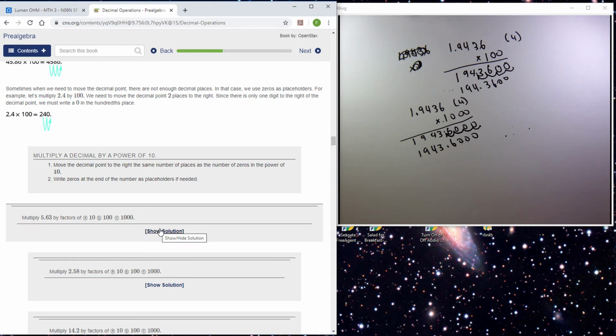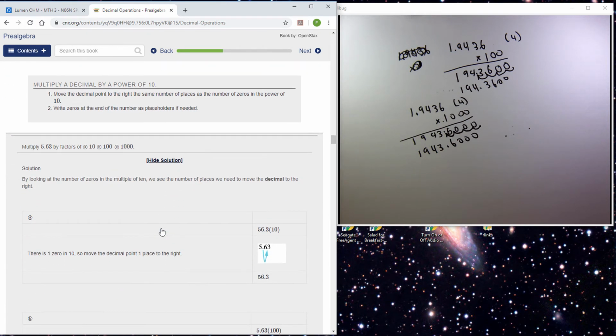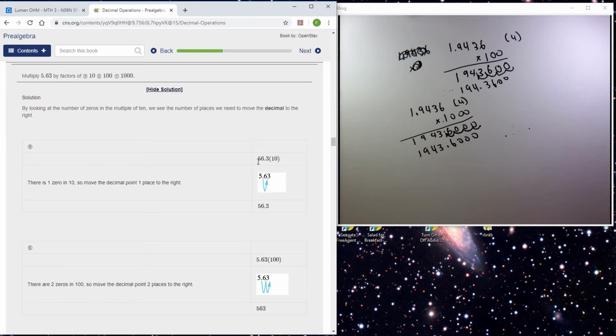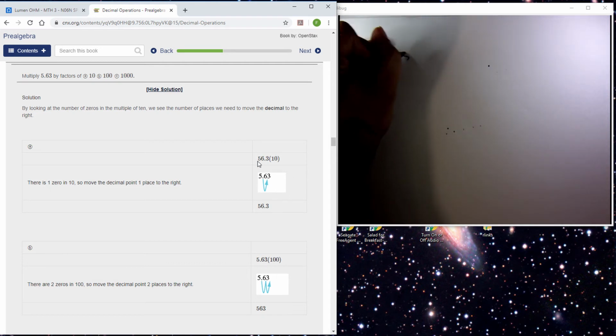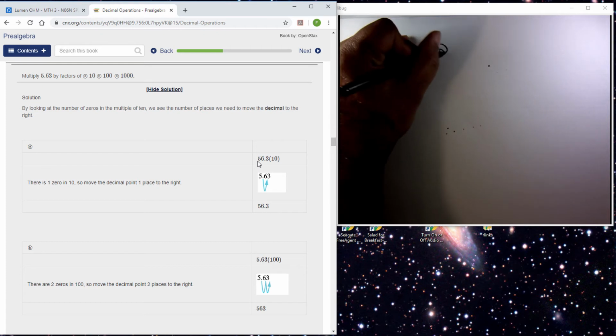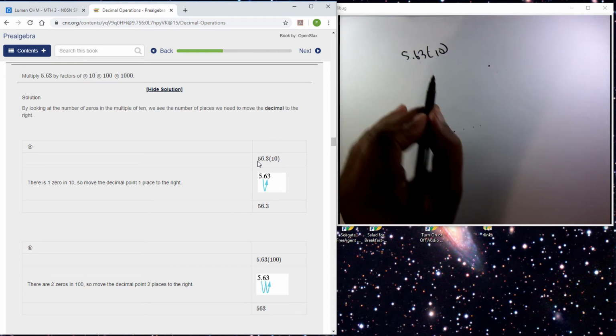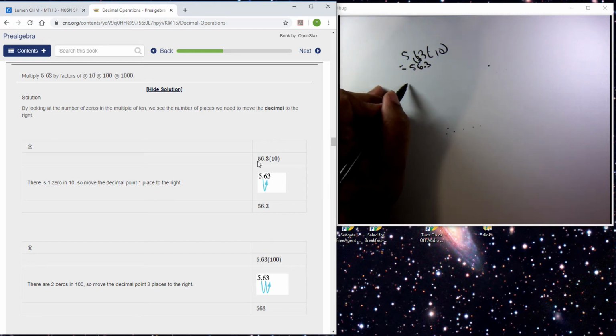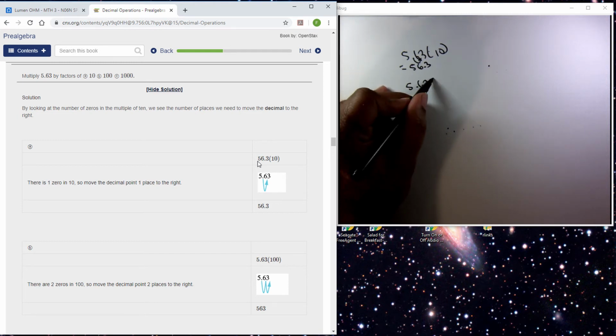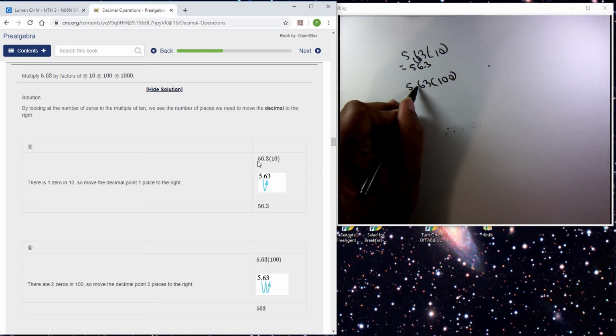So now they're looking at what happens. Examples of multiplying by 10, by hundreds and thousands. So as a quick way of looking at it, when you have 5.63, multiplying it by 10, it's going to make it 10 times larger. It's going to shift it over 1 place, which will make it 56.3. If I have 5.63 times 100, I'm going to shift it over 2 decimal places. 563.